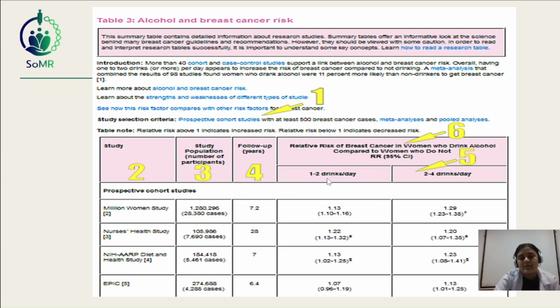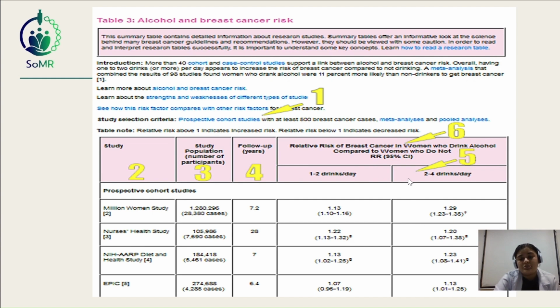The fifth thing that we added in this data extraction table is dividing the outcome. So basically, what we've done is that we've taken the intake of alcohol and compared it to the risk of breast cancer. We've divided it into 1 to 2 drinks per day and 2 to 4 drinks per day. What this means is that we're comparing between the two groups. So for a certain female population, for example, if they were taking 1 to 2 drinks per day, the incidence of breast cancer might be lower, just normal as compared to a normal female who does not drink.